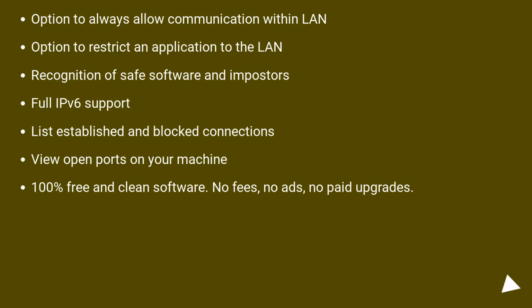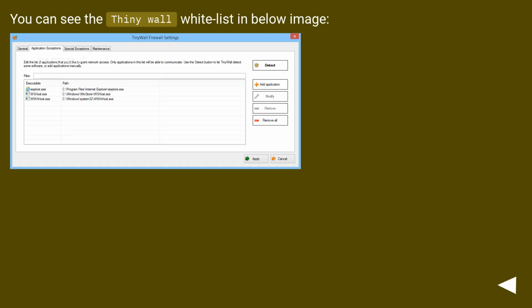Option to always allow communication within the LAN. Option to restrict an application to the LAN. Recognition of safe software and imposters. Full IPv6 support. List established and blocked connections. View open ports on your machine. 100% free and clean software. No fees, no ads, no paid upgrades. You can see the TinyWall whitelist in the image below.